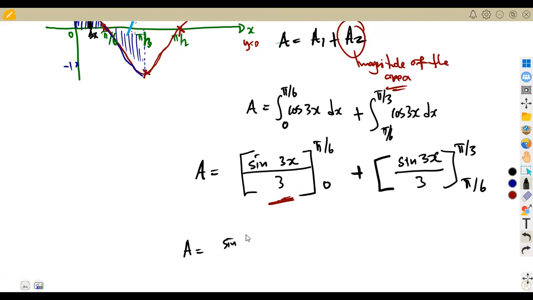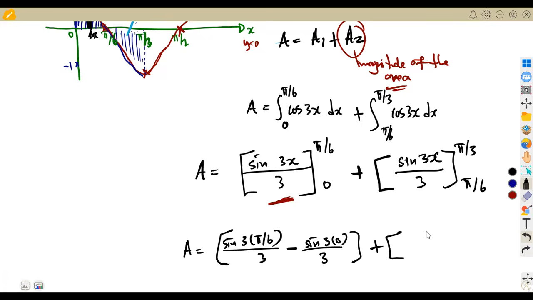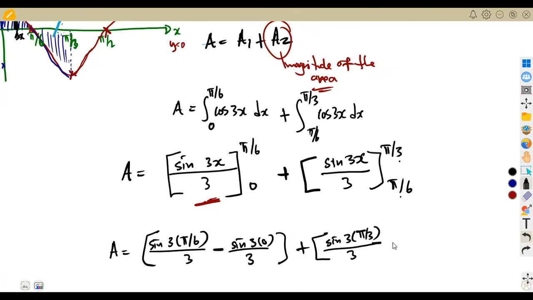Let us write sine of 3 times pi over 6 over 3, minus the lower limit, which is 0, so sine of 3 times 0 over 3. This is the first area, plus the magnitude of the second area, which is the upper limit minus the lower limit: sine of 3 times pi over 3. I explained in another video where I used minus, but I want you to know this one also. Minus the lower limit, which is the sine of 3 times pi over 6, everything over 3.